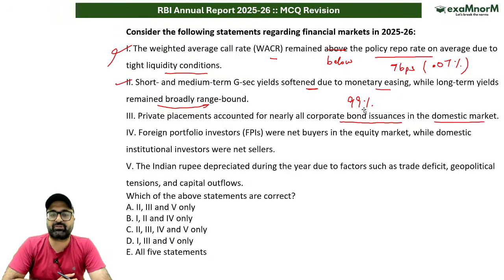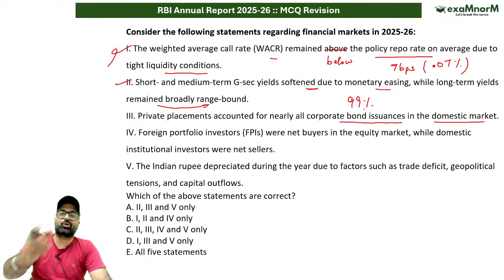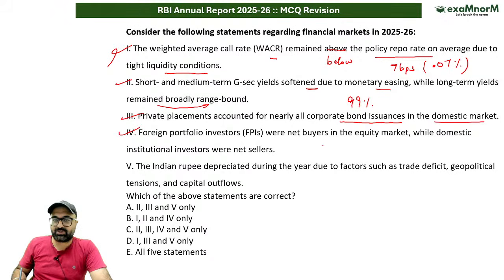99% of corporate bonds were issued via private placement rather than going public. Foreign portfolio investors were net sellers in the equity market, while the domestic institutional investors were net buyers, who saved us, otherwise the economy would have failed. They were the net buyers in the economy.